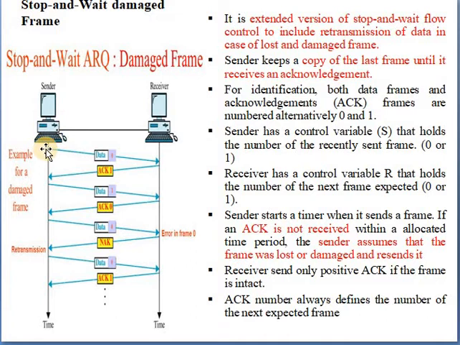If the acknowledgement is not received within the allocated time period, the sender assumes that the frame was lost or damaged and resends it. Here suppose the sender sends the data and the acknowledgement is not received within the allocated time. At that time the sender assumes that the frame was lost or damaged, or the receiver sends the NAK message to the sender, meaning the data was not received by the receiver.